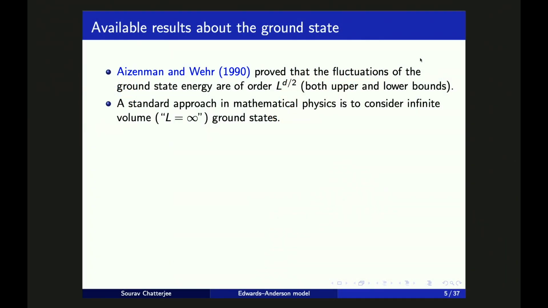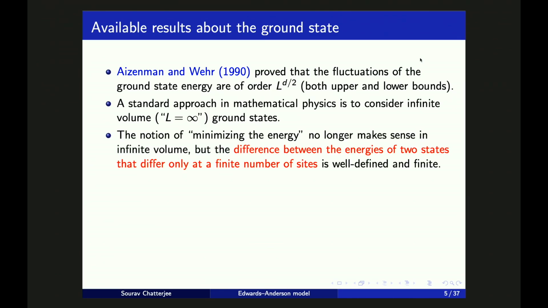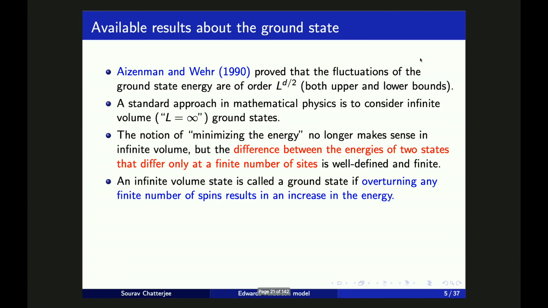Now, a standard approach in math physics is to consider the infinite volume, L equals infinity, ground state. So you send L to infinity. The notion of minimizing the energy no longer makes sense in infinite volume, but the difference between the energies of two states that differ only at a finite number of sites is well defined and finite. Although the energy of a single given state you cannot define because it's an infinite sum, if you have two states which differ only at finitely many sites, then you can formally define the difference, and it comes out to be some finite number. So an infinite volume state is called a ground state if overturning any finite number of spins results in an increase in the energy. That's called an infinite volume ground state.